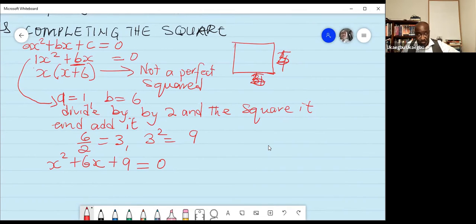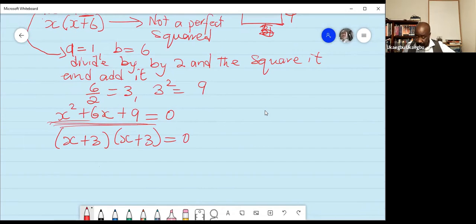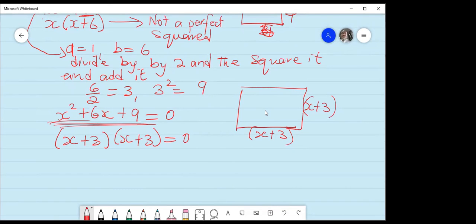Okay, so now if you factor this, let me just write the factor. You are going to have x plus 3 bracket x plus 3, and that's equal to 0. So you can try it. You may use the distributive property to open it. So now this becomes a perfect square, which is x plus 3 and then x plus 3 right here. So this is a perfect square right now.